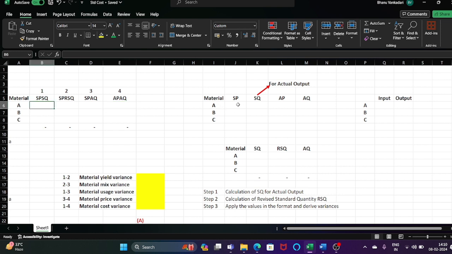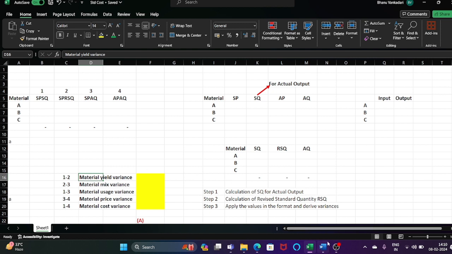SPSQ, SPRSQ, which is standard price into revised standard quantity, SPAQ, standard price into actual quantity, and APAQ, actual price into actual quantity. Then 1 minus 2, 2 minus 3, 1 minus 3, 3 minus 4, 1 minus 4 give the metal cost variance, metal price variance, metal usage variance, metal mix variance, and metal yield variance.